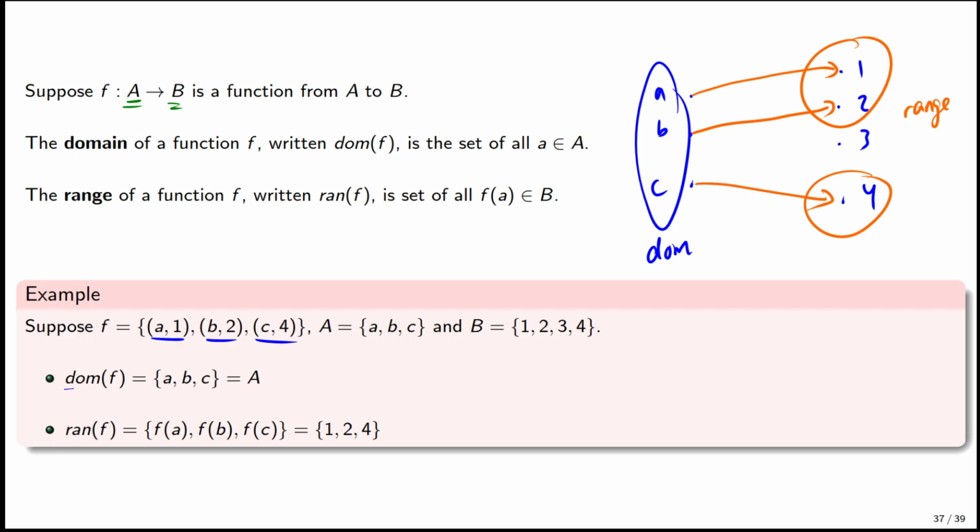And we can write this down here. The dom of f, the domain of the function f, is the set A, B, C. The range of the function f takes the values f of a, f of b, f of c. So this is basically what each of these are mapping to. A goes to 1, B goes to 2, C goes to 4. Therefore, the range of the function is the set 1, 2, 4. So that's domain and range.